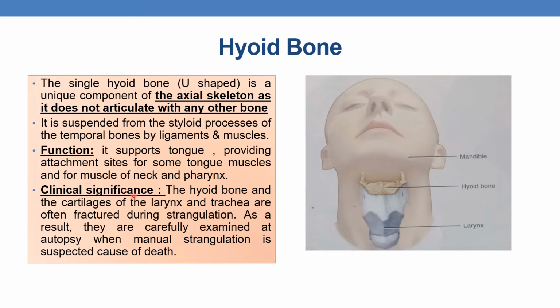Coming to the clinical significance. In what way is the hyoid bone clinically significant? The hyoid bone and the cartilages of the larynx and trachea are often fractured during strangulation. As a result, they are carefully examined at the autopsy when manual strangulation is the suspected cause of death.